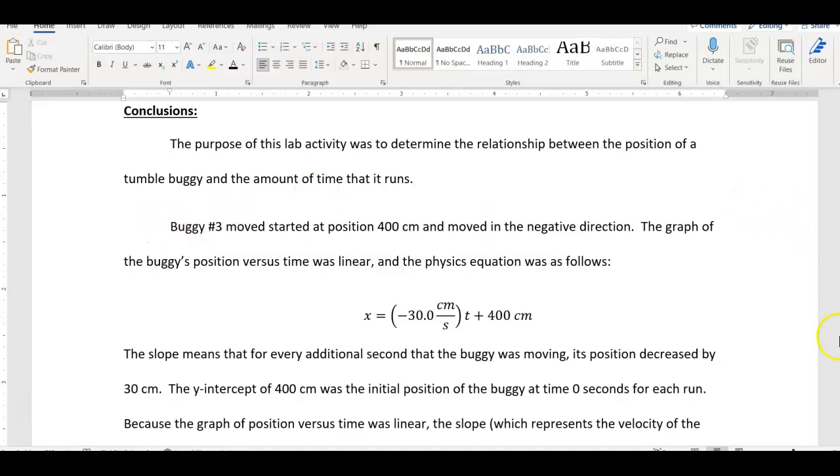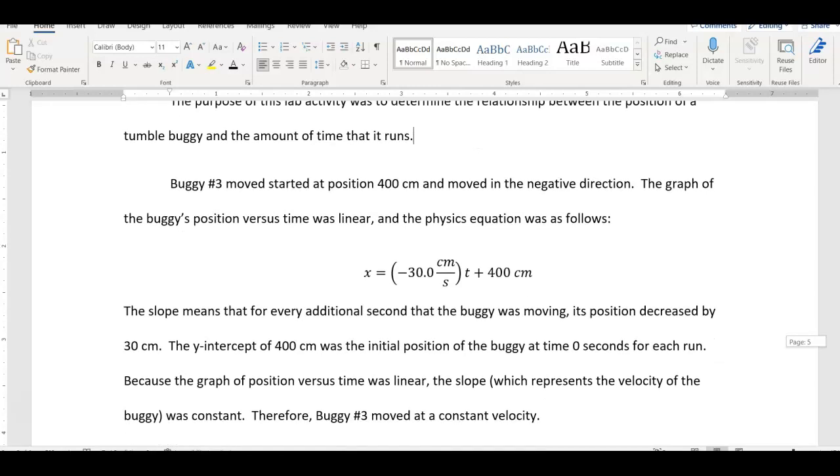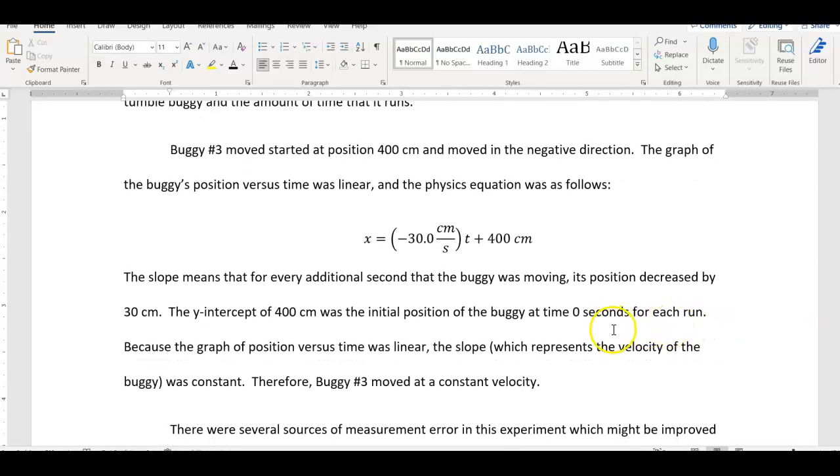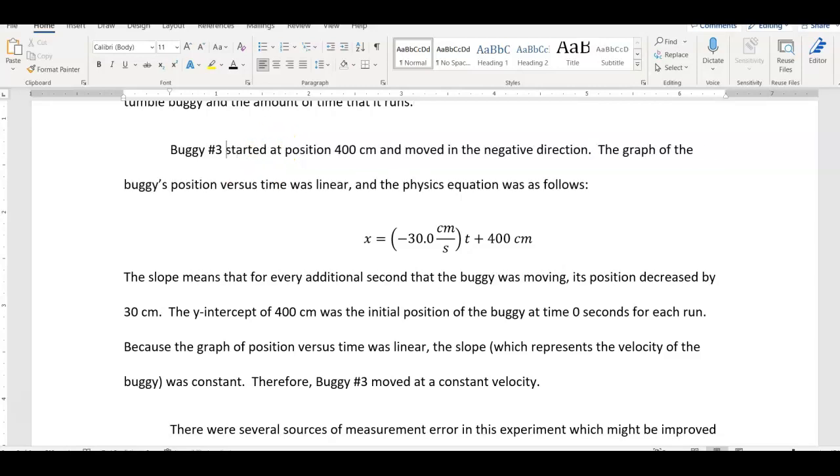Okay, the second paragraph is a concise statement about what we found in our experiment. So I'm being very specific and clear. I'm saying Buggy 3 started at position 400 centimeters and moved in the negative direction. Now this is my example. Yours may have had a different starting position and may have moved in the other direction. I explained that the graph of the position versus time was linear, and here is the physics equation.